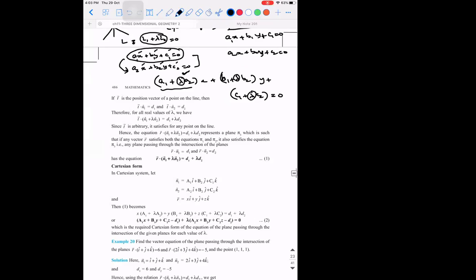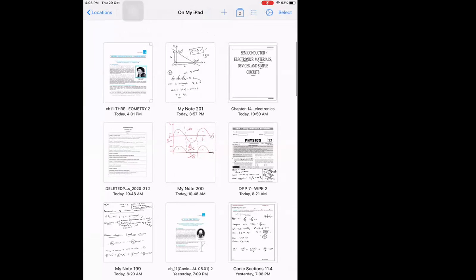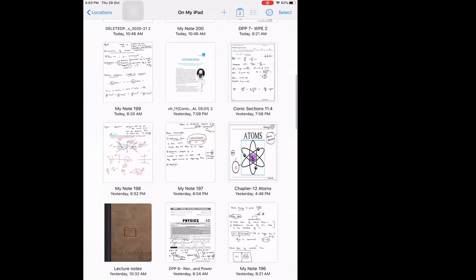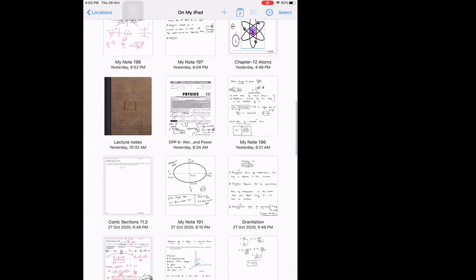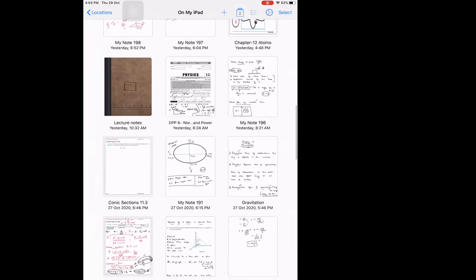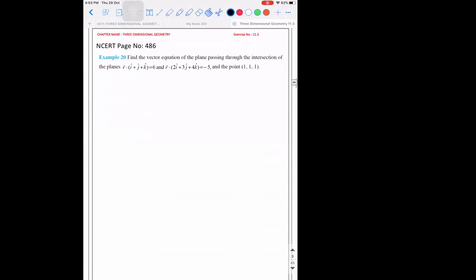So here the task is how to apply this concept. Let's take this example number 20. Okay, just give me a minute. This is 11.3, right? Yes, sir. So example number 19 is over. Look at example number 20. Find the vector equation of the plane which is passing through the intersection of these two planes, and it is passing through the point 1, 1, 1.